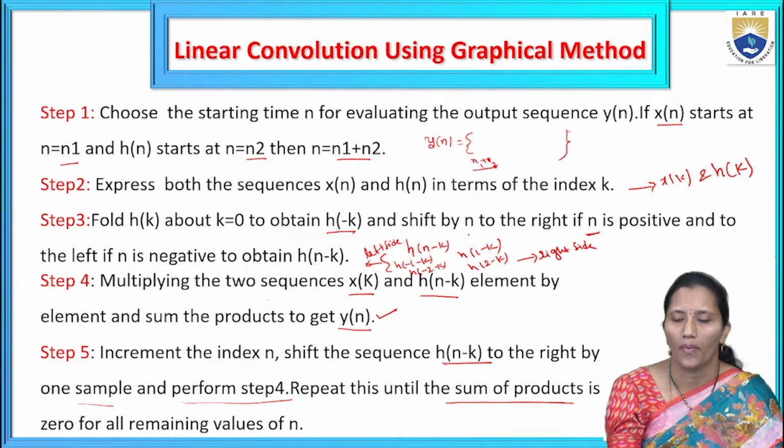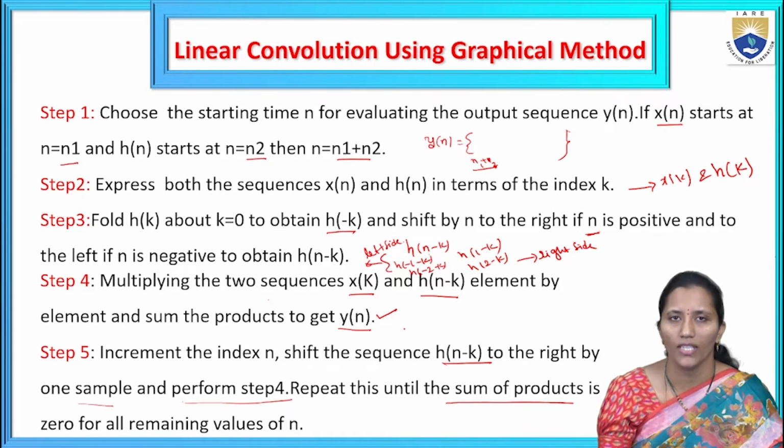If n is positive, shift to the right side, that is h of n minus k. In h of n minus k, n is positive, shift to the right side. If n is negative, shift that sequence to the left side. Then we will get the h of n minus k values. Then multiply with x of k element by element and add the products to get y of n. And repeat this step 4 until the sum of the products is 0. This is the method for linear convolution using the graphical method.